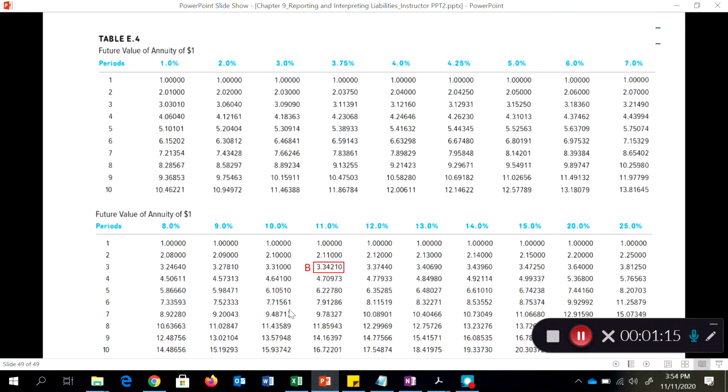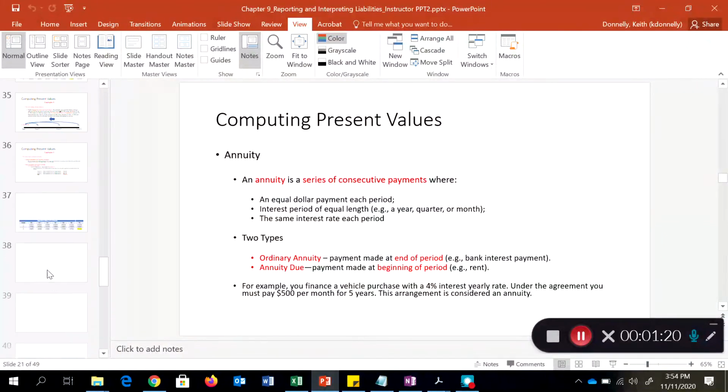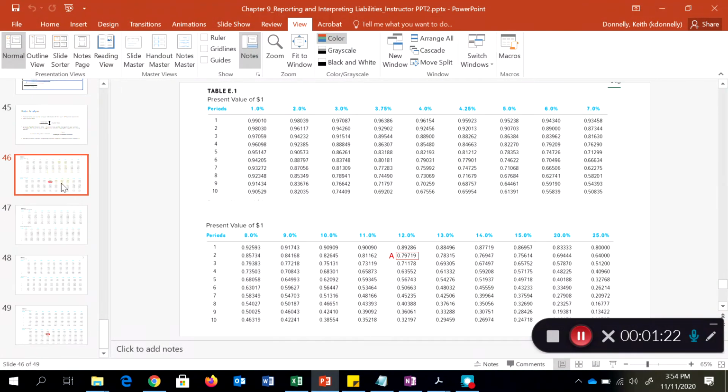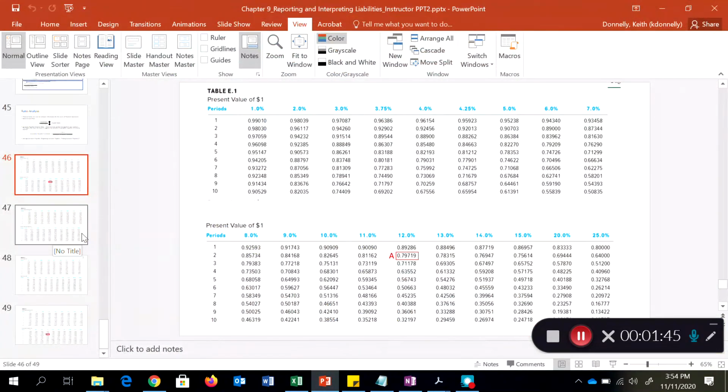So I'm going to have to back out of the PowerPoint for a second. When you're doing the homework, these present value tables and the future value tables are in the PowerPoint, but they're also in the book itself. So whatever is easier for you to access them, it does only go up to 10 periods in there. So in this case, they want the present value factor of an annuity for 5 periods.